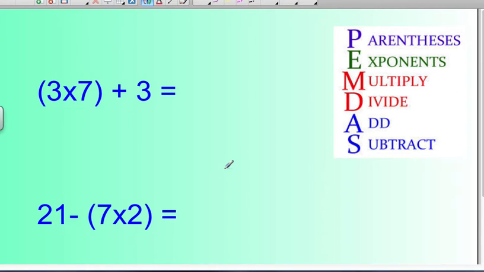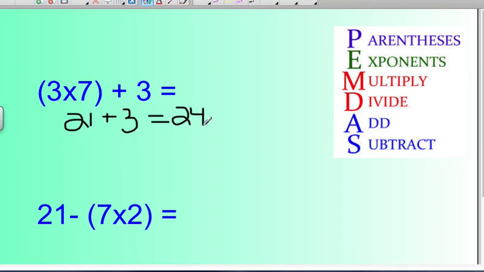Going to do a couple more. Parentheses, yep. 21 plus 3. This one's an easy one. Equals 24.